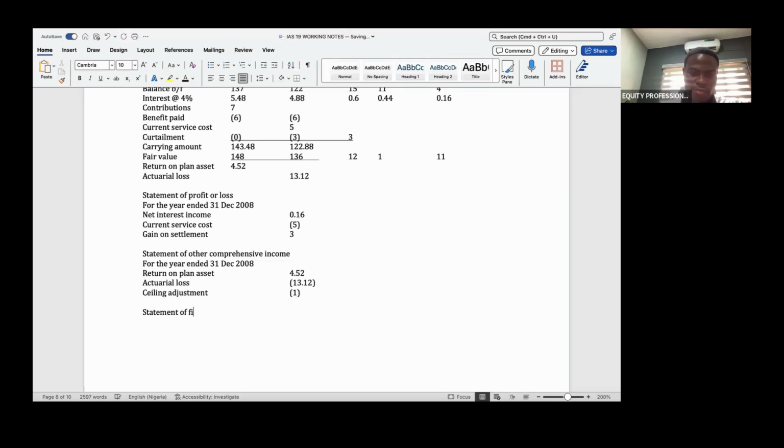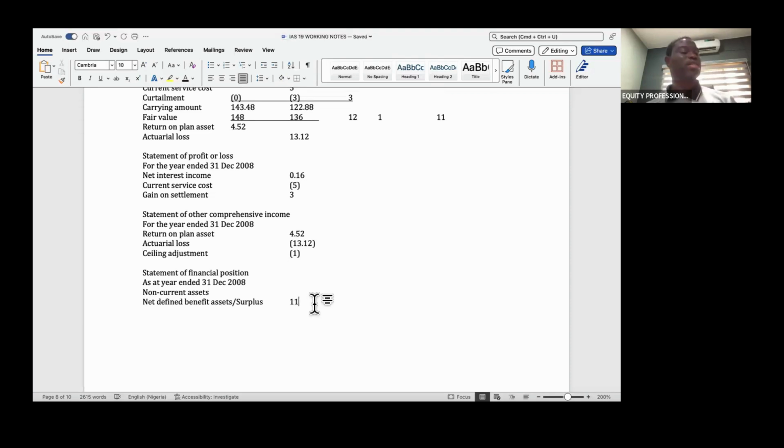Then my statement of financial position as at year ended 31st December 2008, I will have my net defined benefit assets, or a surplus, of how much? 11. Of course, it will come under my non-current assets. And that's the end of this question. And majorly, that's the end of this topic. So I have to stop here for today.